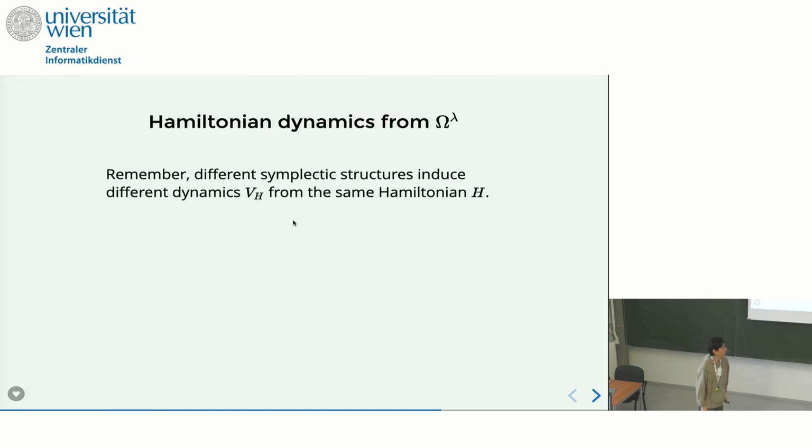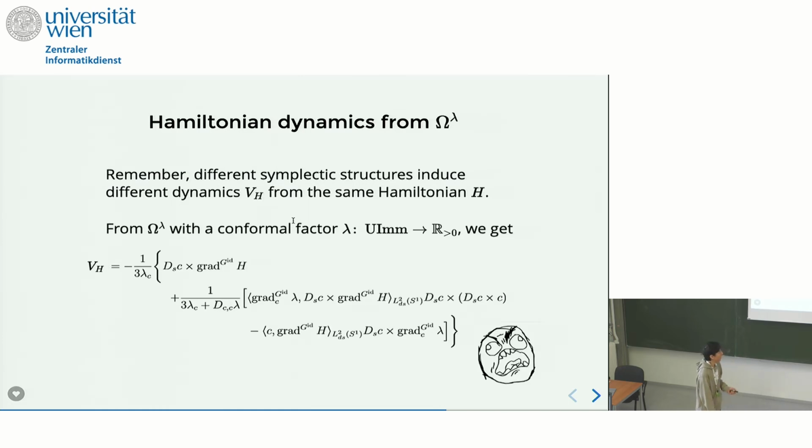As I said, different symplectic structures of course define different Hamiltonian laws from the same input Hamiltonian. This is our Hamiltonian vector field obtained from the conformal factor symplectic structure, and it looks quite complicated. Instead of explaining the terms in it, I will just show you a visual example.